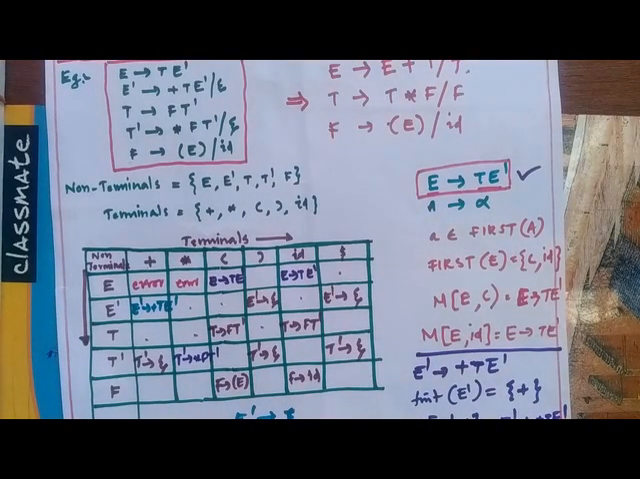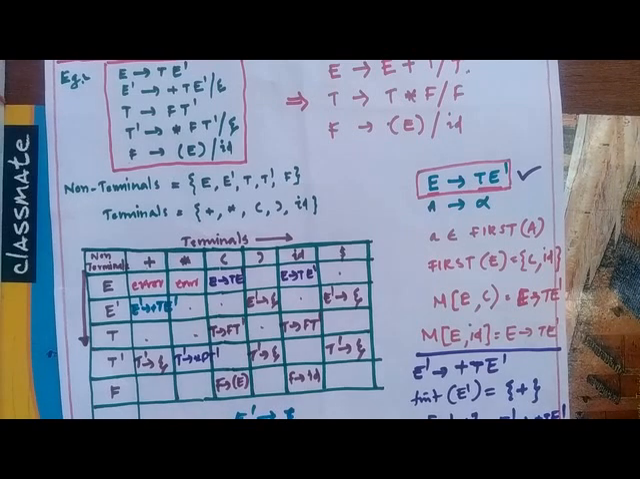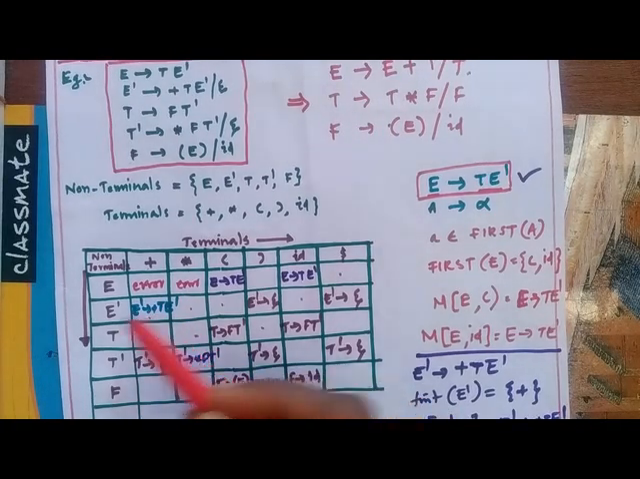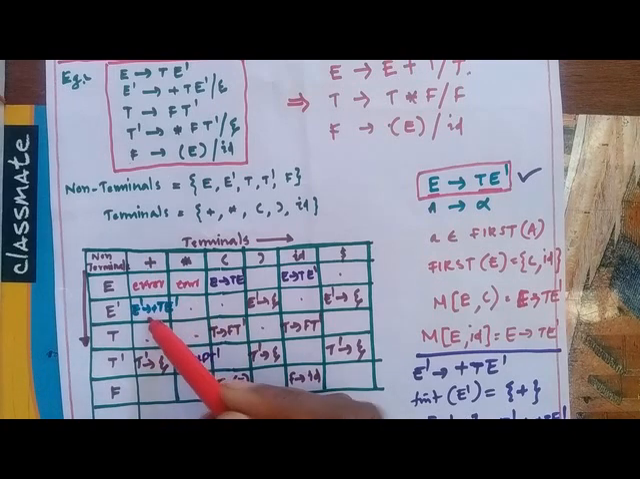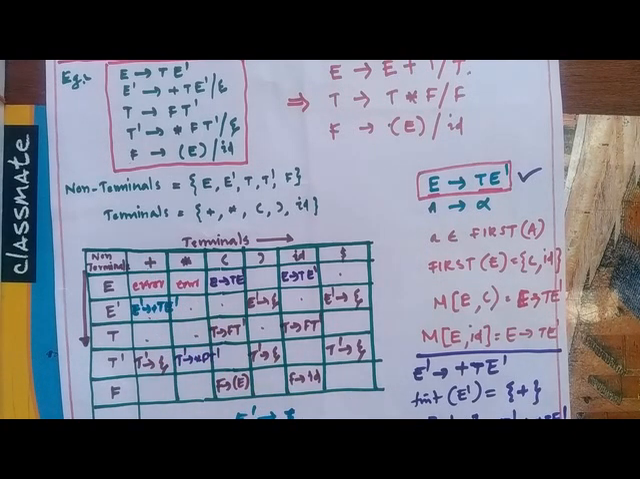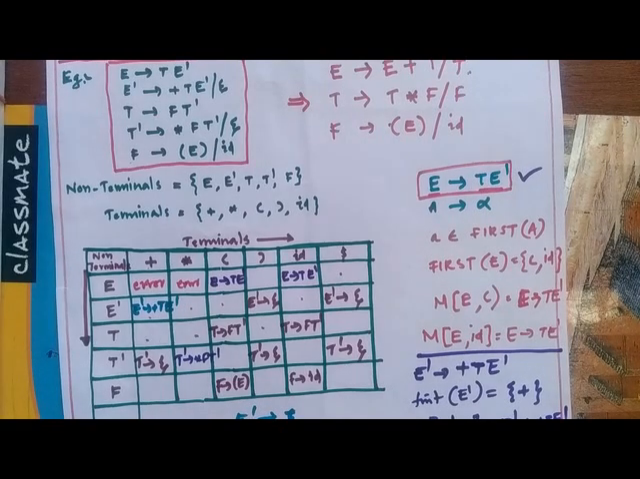If you are able to construct a parsing table without any conflict, then we can declare the given grammar is an LL1 grammar. Conflict in this case means any cell contains more than one production. For example, suppose in row E dash and column plus you have two productions, then we can declare the given grammar is not an LL1 grammar.